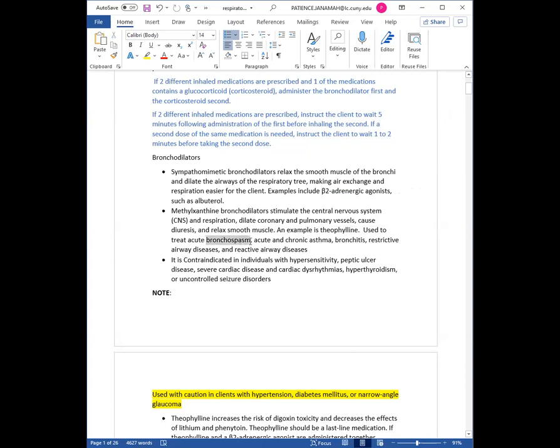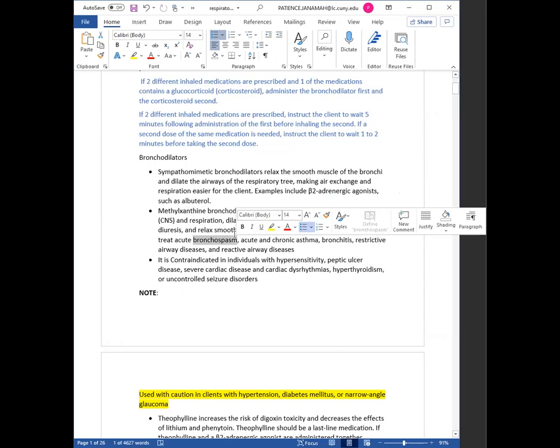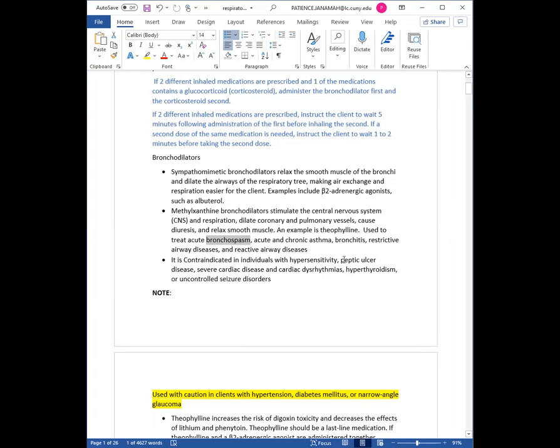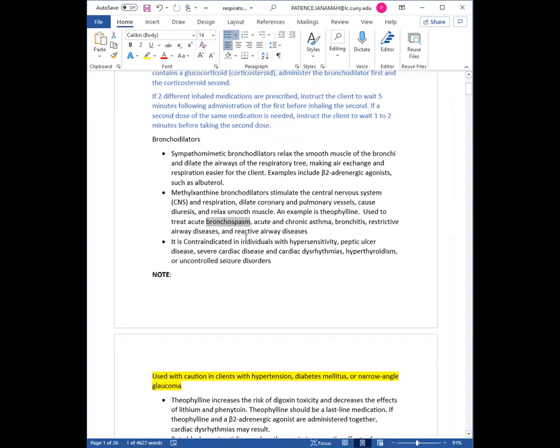When the bronchioles are spasming, like in asthma, we talked about asthma causing spasms and inflammation of the bronchioles. So when they are spasming and you give theophylline, it will relax them because it works on respiratory muscles. And then acute chronic bronchitis, restrictive airway disease, and reactive airway diseases. So it's contraindicated in individuals with hypersensitivity.